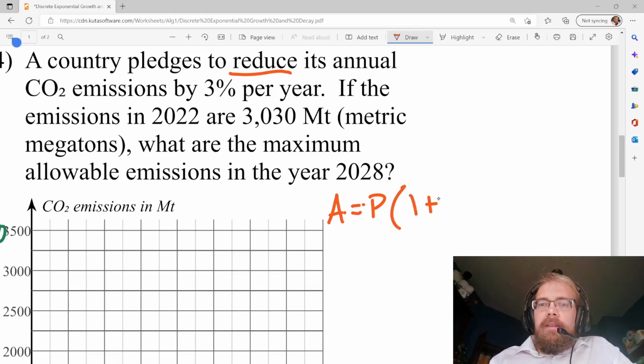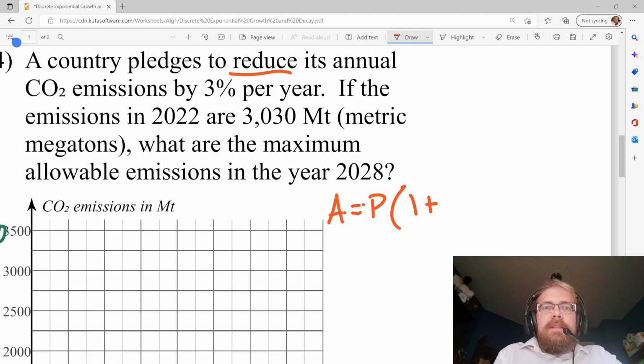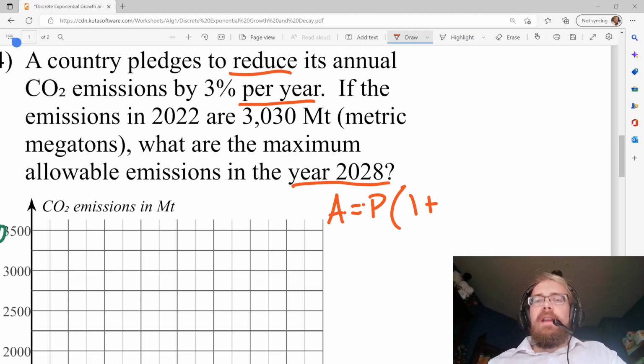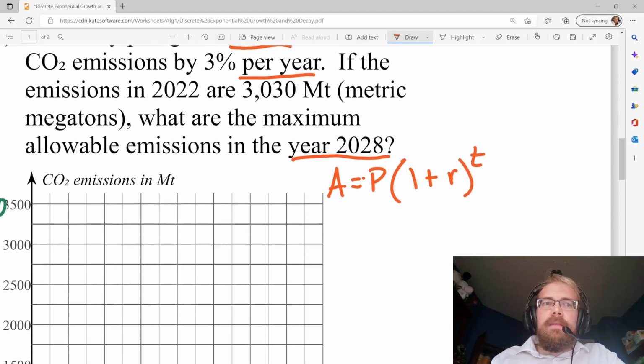So 1 plus R, I'm going to use R because this is per year. And we're talking about years, right? So time is in years, and we're compounding once in a year, so we don't need the other formula. We don't need an N. N is 1. So it's just 1 plus R to the T power. That's the formula we'll use.